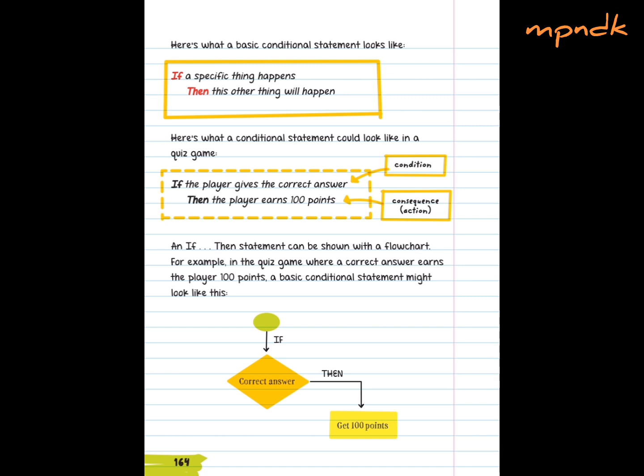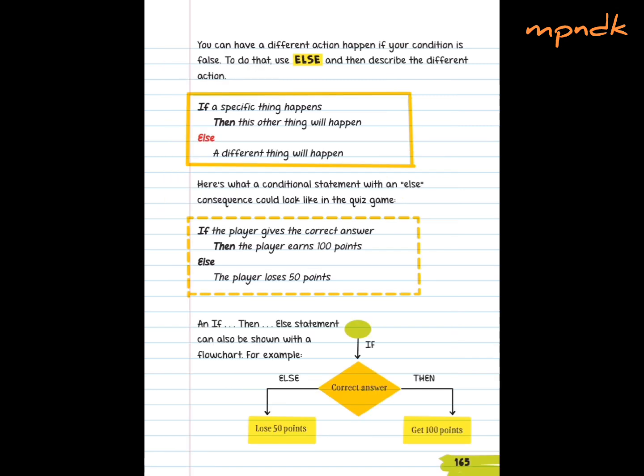An if-then statement can be shown with a flowchart. For example, in a quiz game, where a correct answer earns the player 100 points, a basic conditional statement might look like this. You can have a different action happen if your condition is false. To do that, use else and then describe the different action. If a specific thing happens, then this other thing will happen, else a different thing will happen.